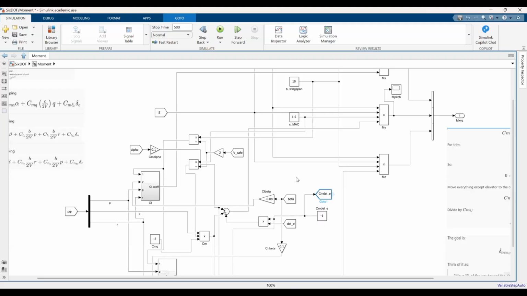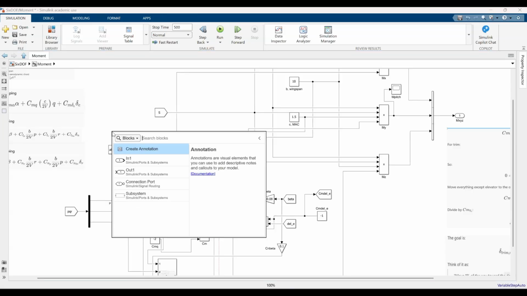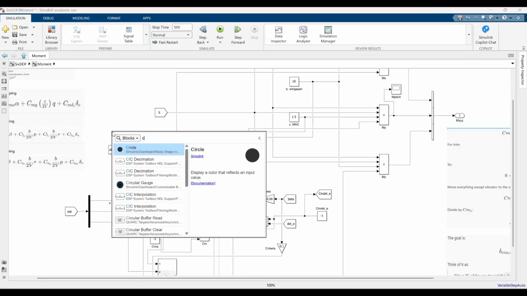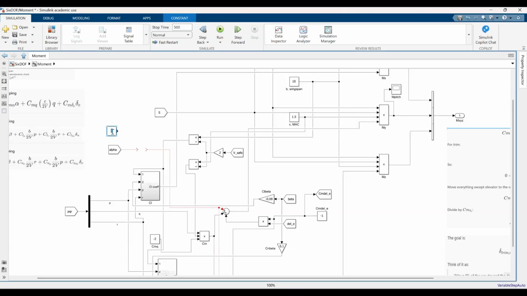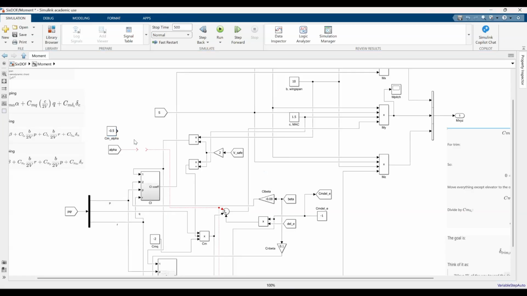Okay, and now we need CM alpha, but here is another gain thing. So let's get rid of the gain, use a constant, and this can be negative. Let's call it 0.5. And CM alpha, this was CM alpha. Okay, and with that, I need a product.